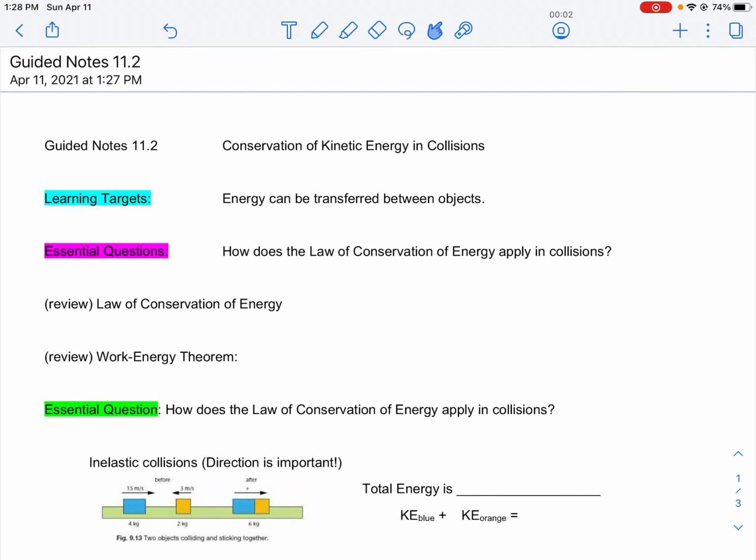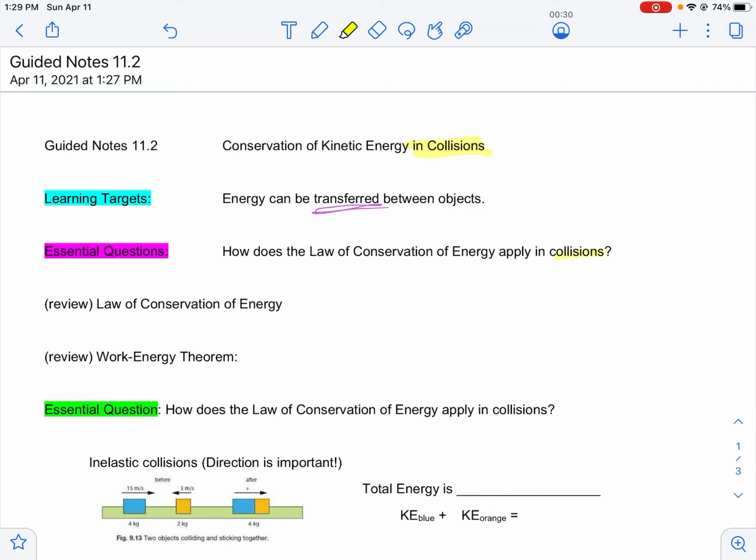Hello everyone. Today we are going to take a look at section 11.2, which is on the conservation of kinetic energy, specifically in collisions. Alright, so we're going to be looking at two objects that are running into each other. So our learning target today is that energy can be transferred, that's something new, between objects.